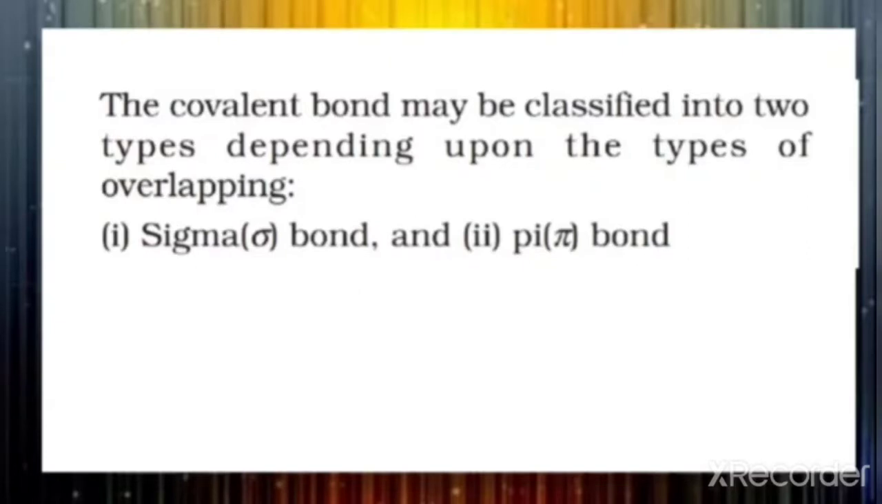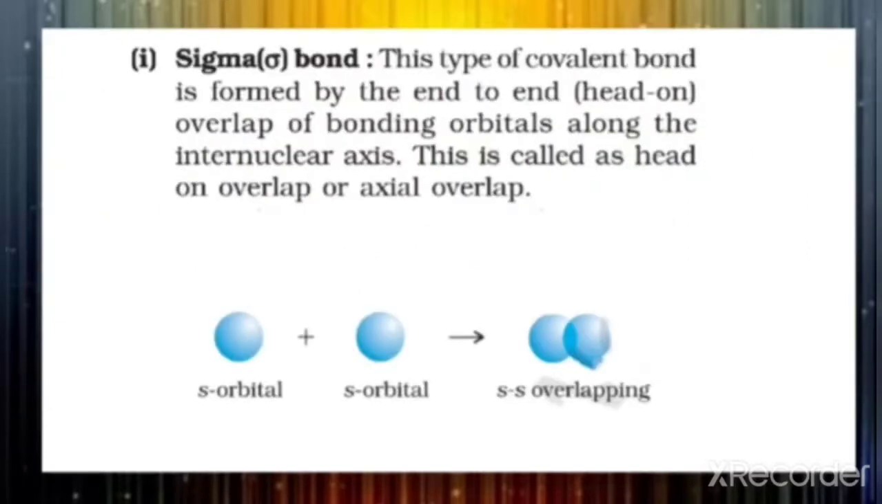First let us discuss the sigma bond. This is a type of covalent bond formed by the end-to-end or head-to-head overlapping of atomic orbitals along the internuclear axis. When we talk about the s-s overlapping, this is head-to-head overlapping, so there is formation of a sigma bond. When there is end-to-end overlapping, it is called a sigma bond.